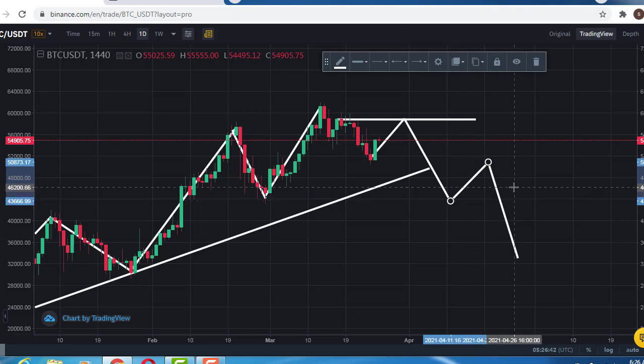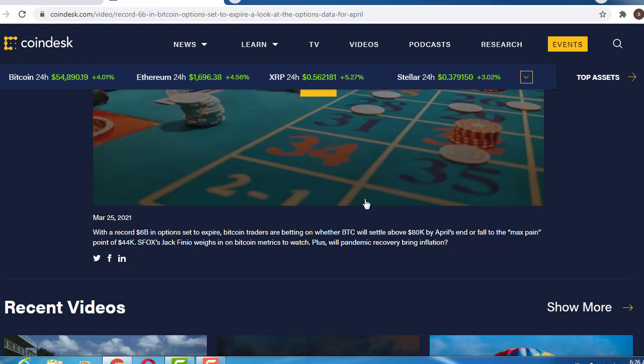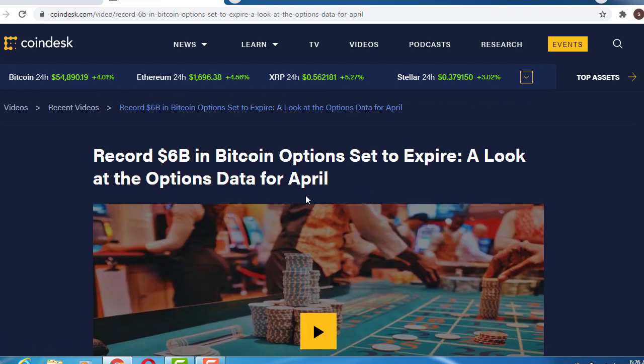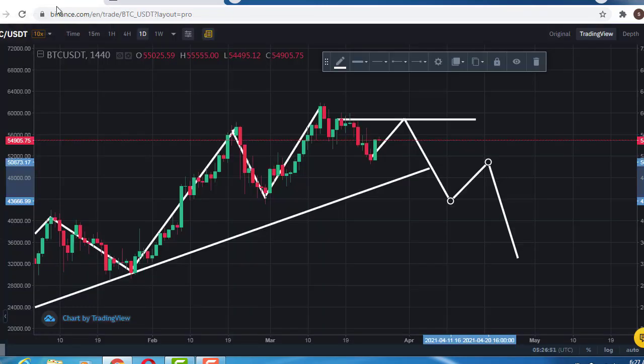So if there is any major correction in the market, this is where I'm going to look for it to pause. Now, this analysis is based on a record thing that's happening right now in the Bitcoin market: a record $6 billion in Bitcoin options set to expire. When they expire, traders are going to panic a little bit in the market, and we're going to see Bitcoin go right down.